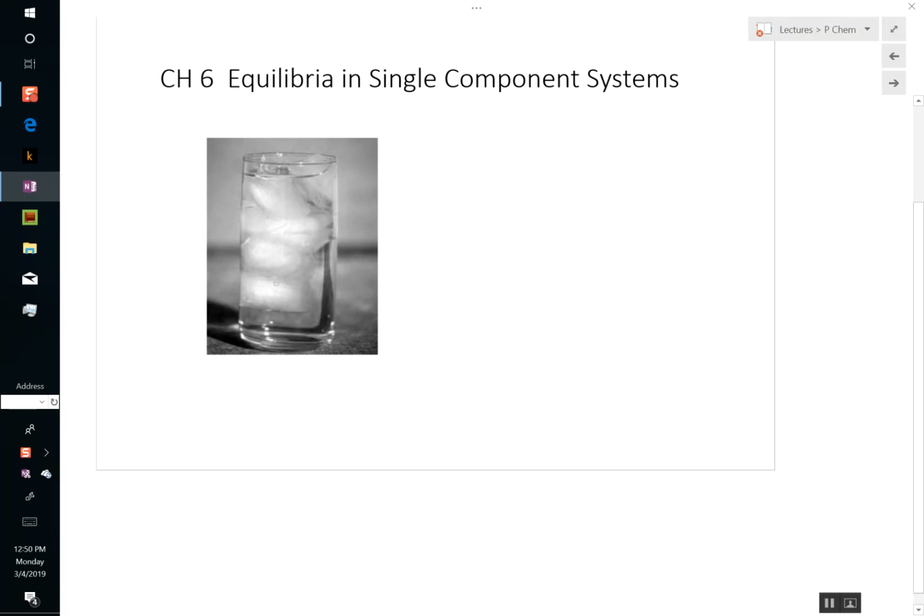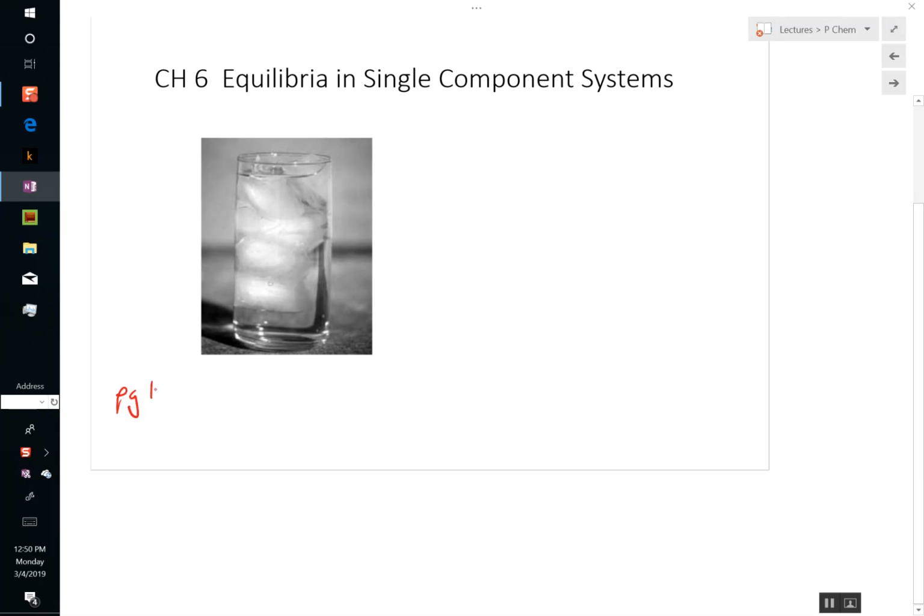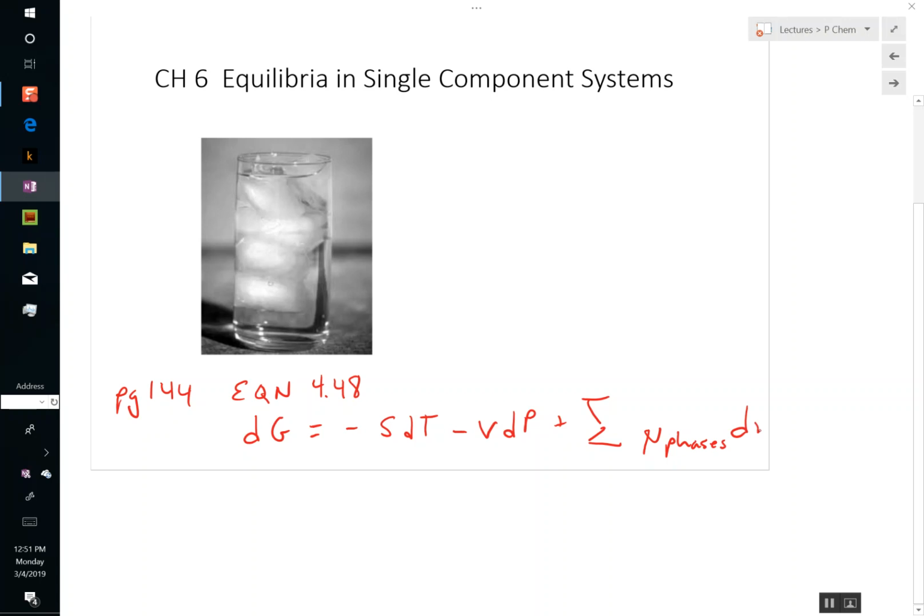When I try to batch 4 or 5 of them up, I think they crash into each other. Okay, way back in page 144, and I think we're talking chapter 6, but it's equation 4.48, this equation. And it's the sum of, to put it into terms of this chapter, the sum of the chemical potentials of the various phases as the differential of the quantity in those phases.